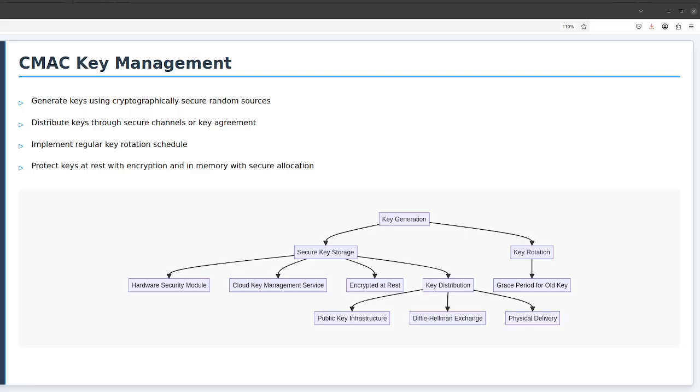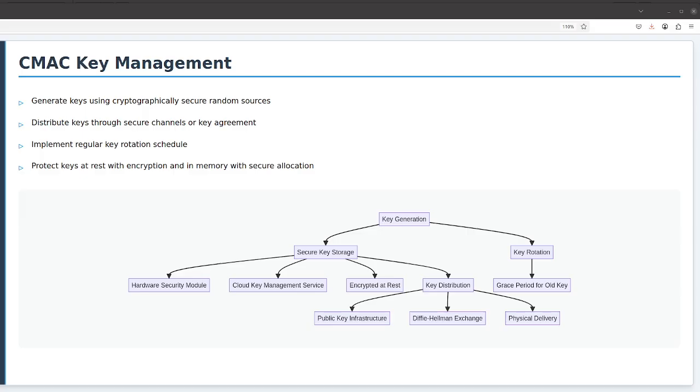Key rotation is essential for limiting the impact of potential key compromise. Establish a key rotation schedule based on risk assessment. High security applications might rotate keys daily, while others might rotate monthly or quarterly. When rotating, maintain the previous key temporarily to handle messages that were authenticated with the old key during the transition period. Implement graceful key rollover by accepting both old and new keys for verification during the transition window.